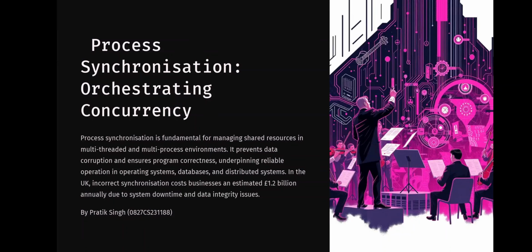Hi everyone, today we are going to start process synchronization, or concurrency. Process synchronization is fundamental for managing shared resources. In a multi-threaded and multi-process environment, it prevents data corruption.